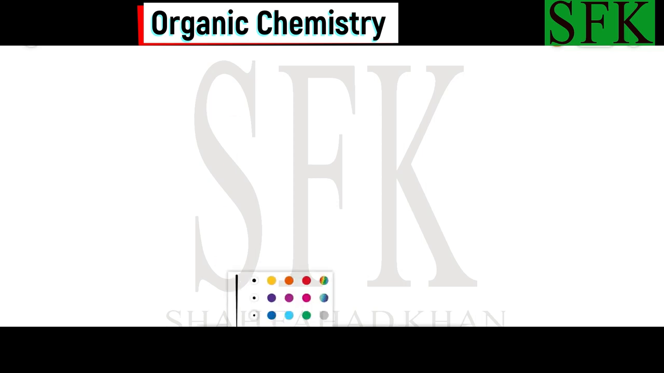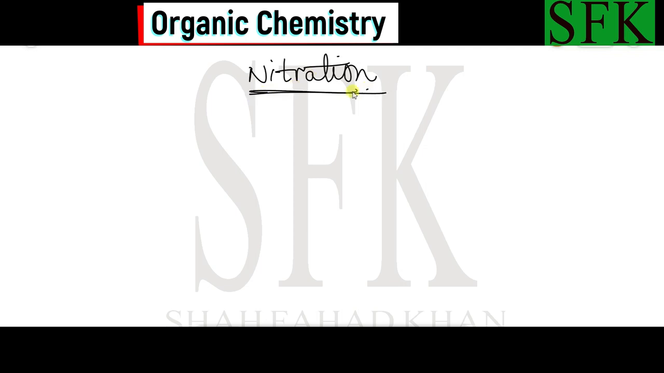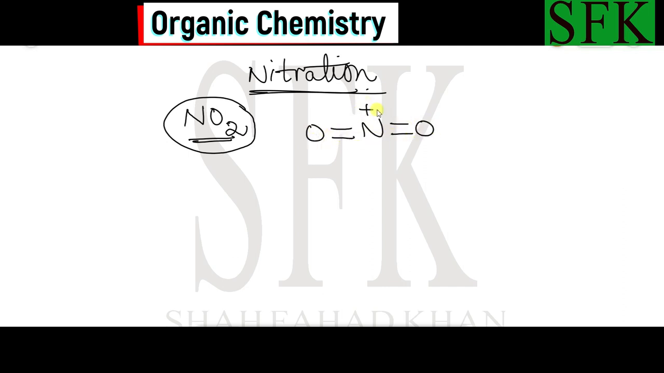Okay, now what is nitration? Nitration is basically the addition of a nitro group to benzene. The nitro group is basically NO2, and if I were to draw the structure of the nitro group, it's NO2 with a positive charge. So NO2 positive. Okay guys, this NO2 positive is our electrophile. This is the electrophile in this reaction that is going to react with benzene.